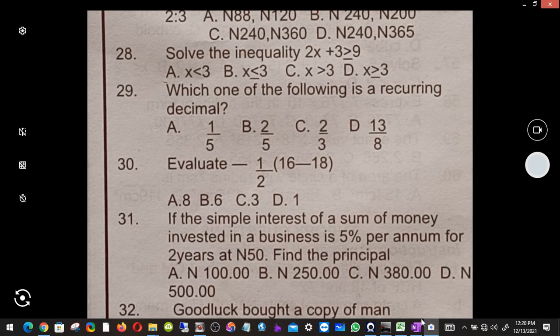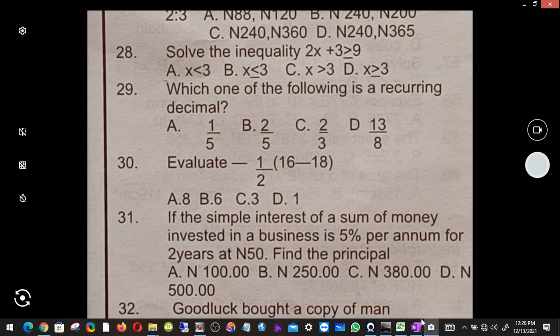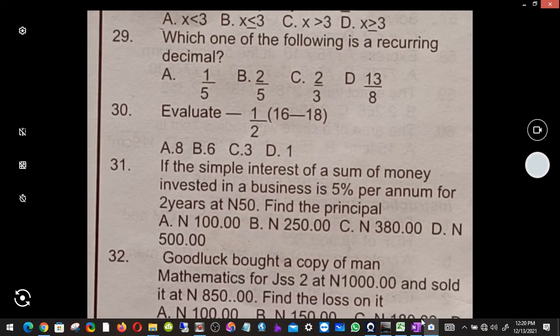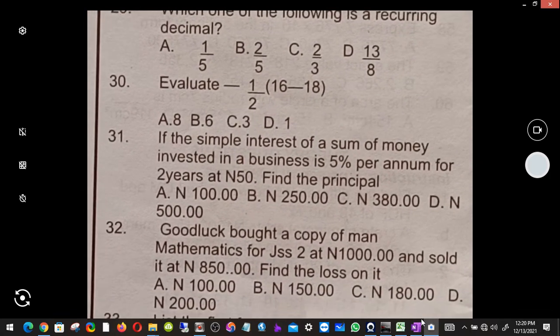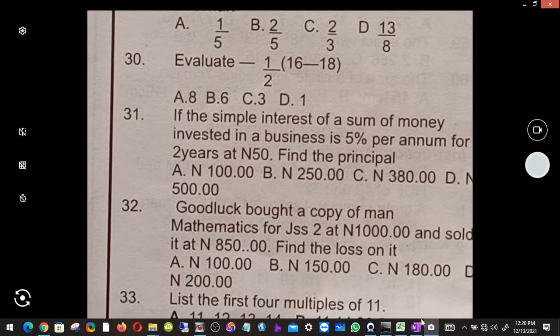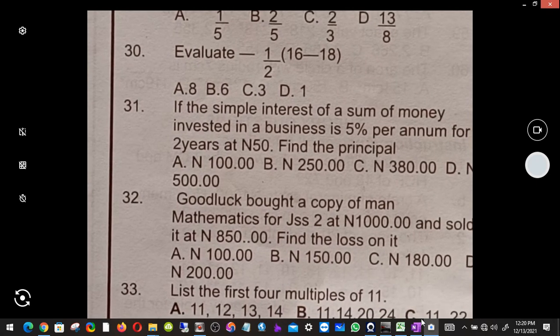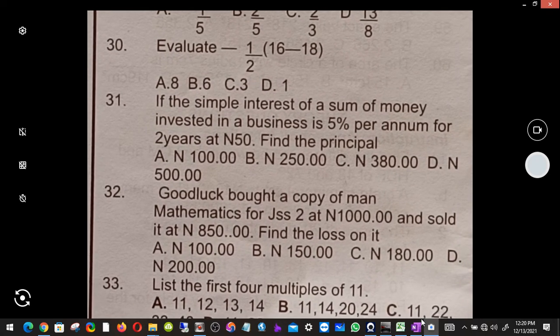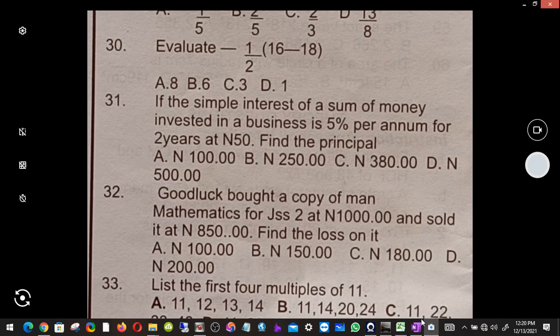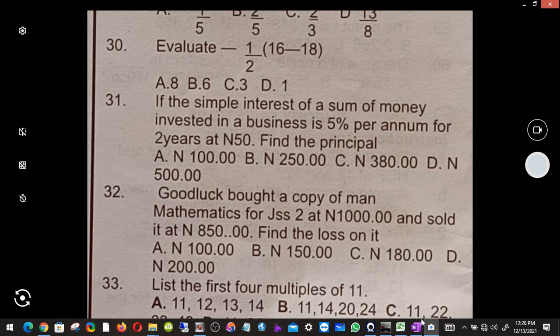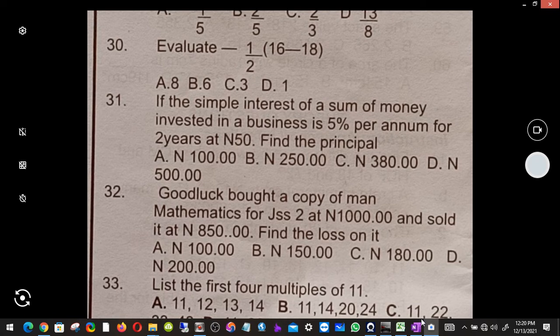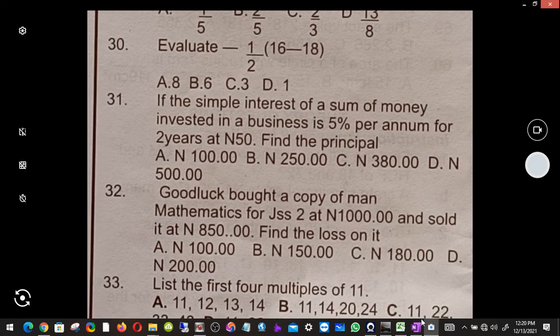Number 31. If the simple interest of a sum of money invested in a business is 5% per annum for 2 years at 15 Naira, find the principal. What's the simple interest? 15 naira. What's the time? 2 years. And what's the rate? 5%. You're looking for the principal.